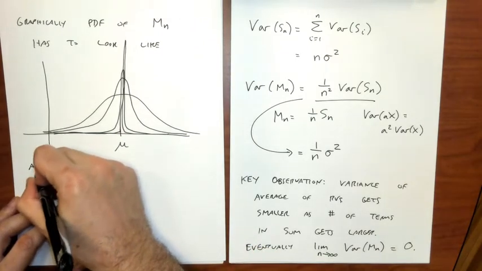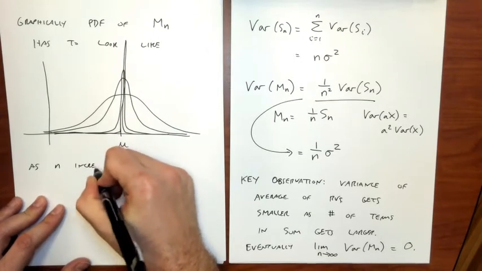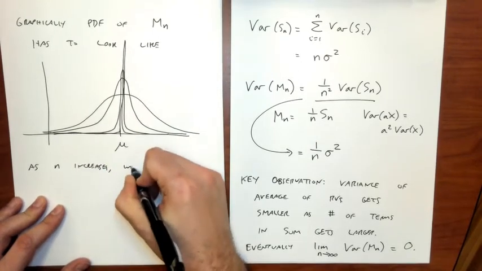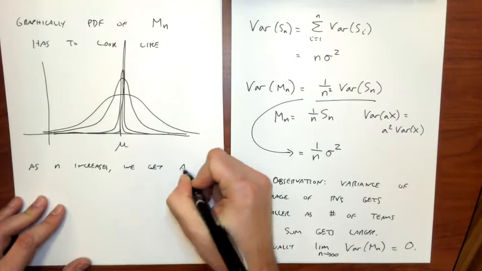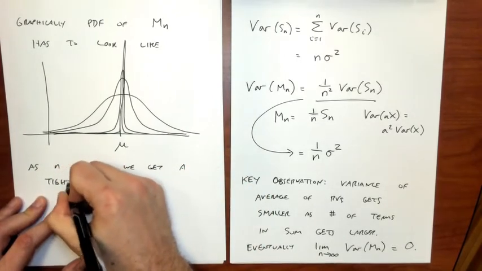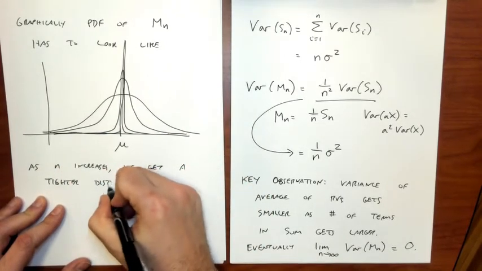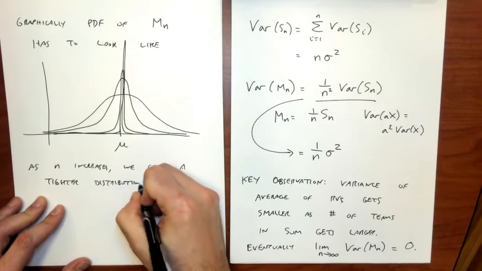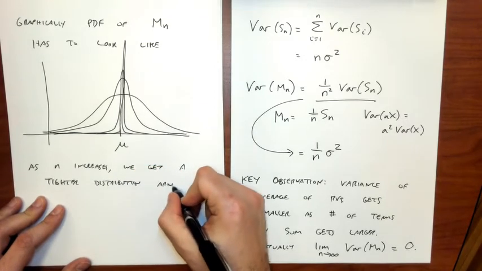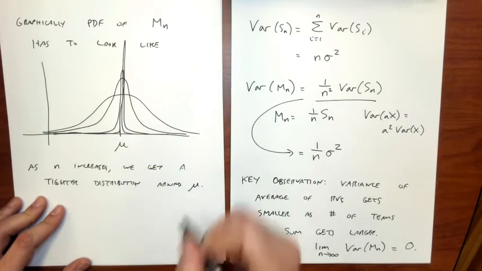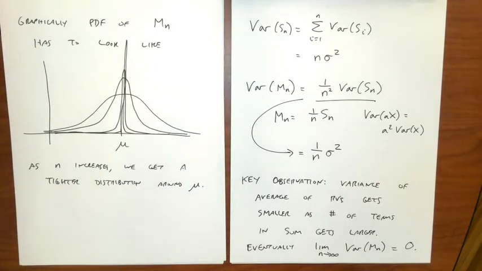So as n increases, we get a tighter and tighter distribution around the mean. Less and less randomness. Okay, so questions about this?